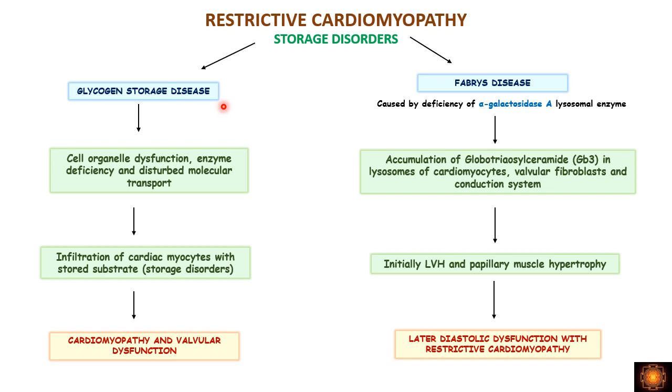Similarly, it occurs in glycogen storage disease also. In glycogen storage disease, there can be abnormality in the enzymes. There can be a deficiency in the enzyme, or there can be a functional defect in the enzyme, or there can be a disturbed molecular transport. Any of these causes the accumulation of the substrate. Similar to what we have seen in Fabry's disease, accumulation of the substrate causes hypertrophy. Initially it will be hypertrophy, later on it will be damage to the myocardiocyte leading to cardiomyopathy and valvular dysfunction.